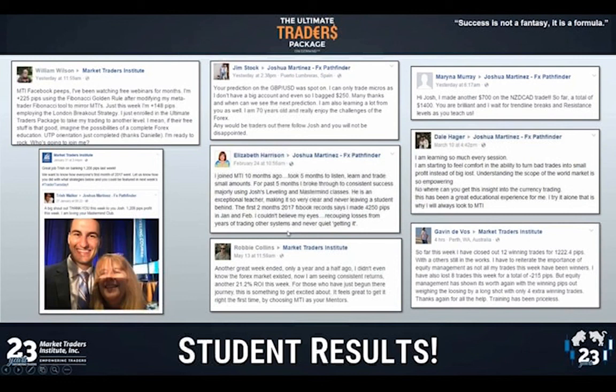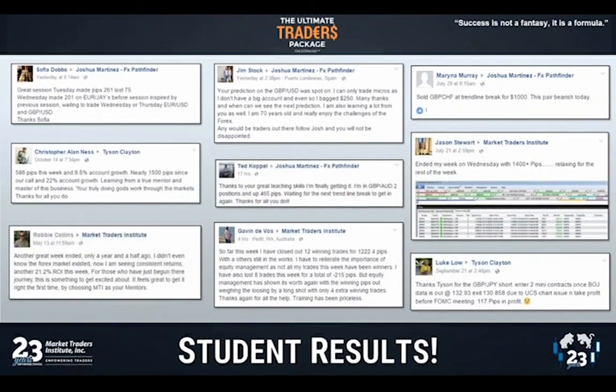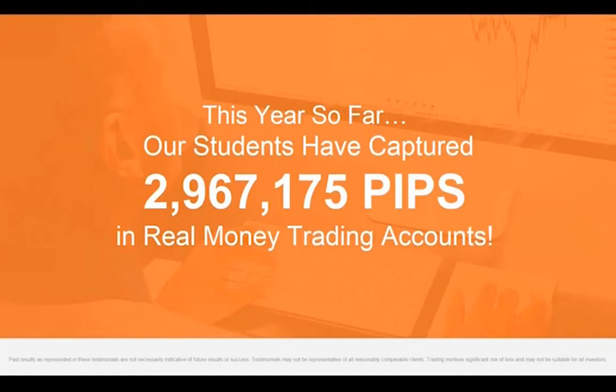And I can go through example after example like this. In fact, our students have generated almost 3 million pips since January 1st this year in real money trading accounts. On a standard lot, that's over $29 million.